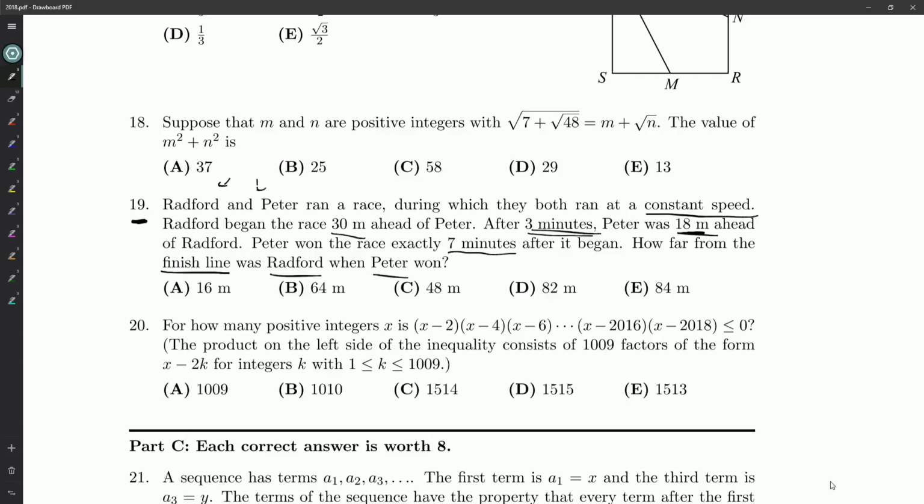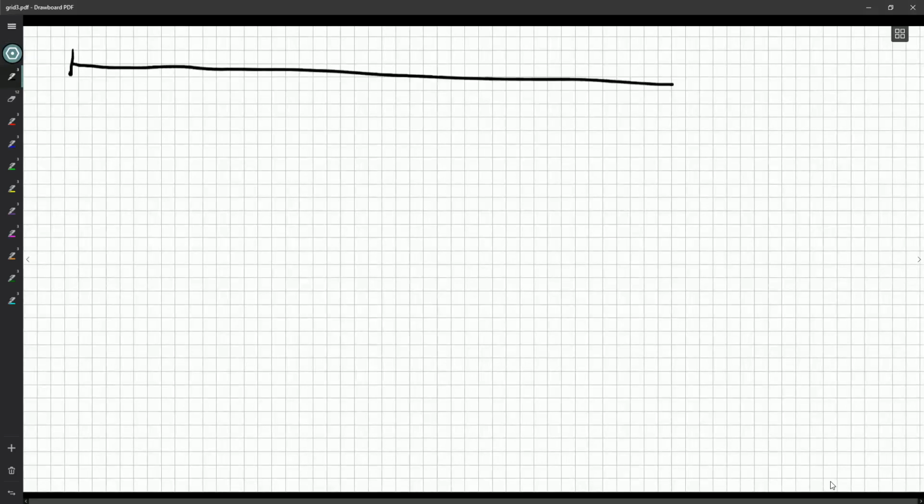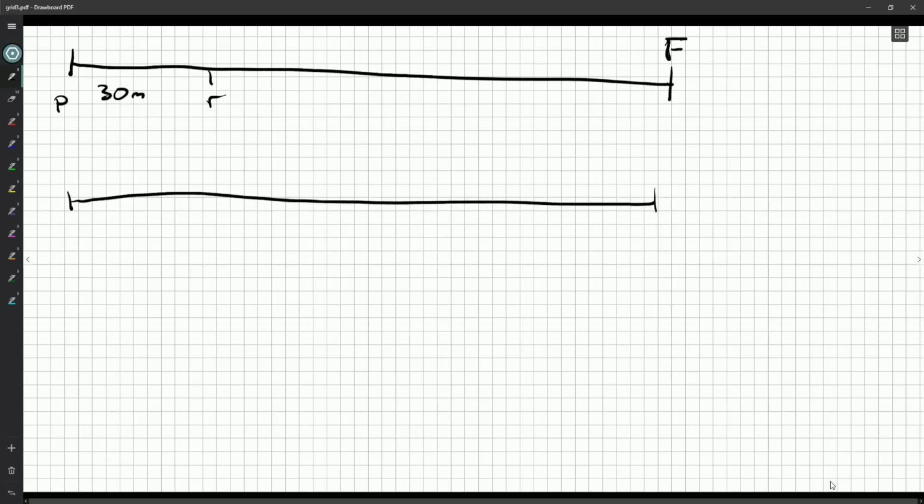So, I'm going to draw a series of pictures representing key moments in the race. We'll have the finish line down here. We'll have little p for Peter's start, and R for Rad's start. And so we know we've got a distance of 30 meters here. And so here we've got Peter and Radford. Now that's at 0 minutes.